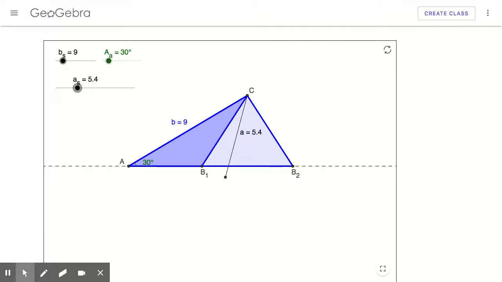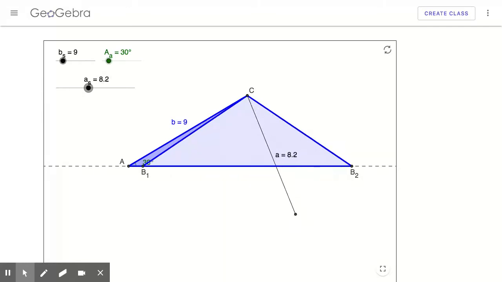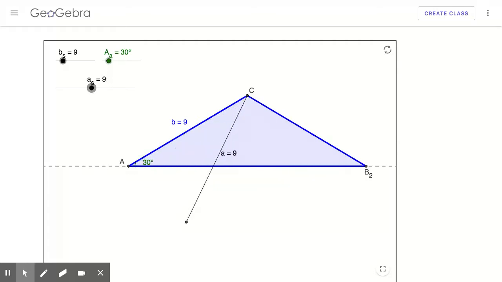So case 4 says, if this dangling side is the same length as the given side, so if I make this 9, you'll notice as it swings, it only creates 1 triangle. We have an isosceles triangle here.